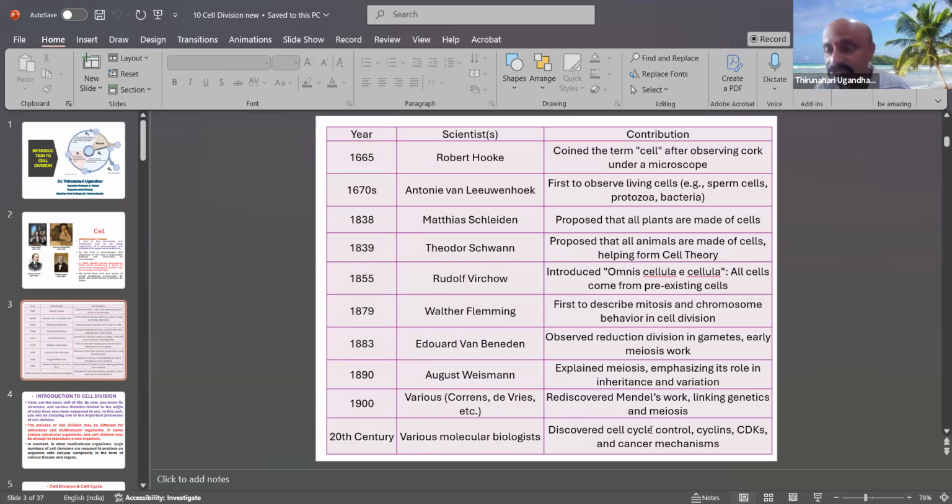This is also the cell cycle. The cell cycle means one cell divides, through how many divisions, from a single cell to two cells. That is called cell division or the cell cycle. They discovered the cell cycle control, cyclins or CDKs, and also cancer mechanisms. So this is also the cell cycle they reported in the 20th century by biologists.